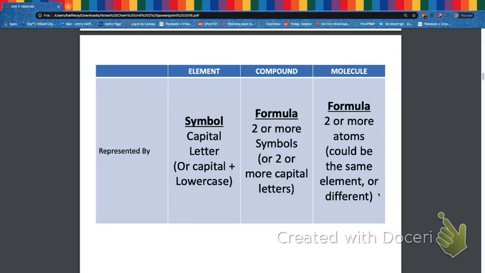Okay, so this would be an example of a symbol. This would be an example of a formula, okay? And so when we write formulas, we want to write our symbols correctly, just like you would want to write your alphabet correctly. And we want to write them close together to show that they are together, okay?